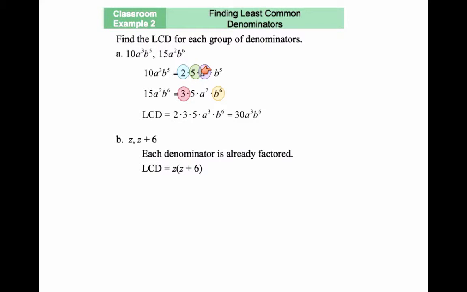Now let's take a look at the a's. You have a to the power of 3, a to the power of 2. So you pick the highest one. That would be a to the power of 3. Here you have b to the power of 5, b to the power of 6. You pick the highest one, b to the power of 6. So that would be your LCD. The LCD for z and z plus 6 would be the product of these two. Just like what's the LCD between 2 and 3? It would be 2 times 3. So that would be the LCD.